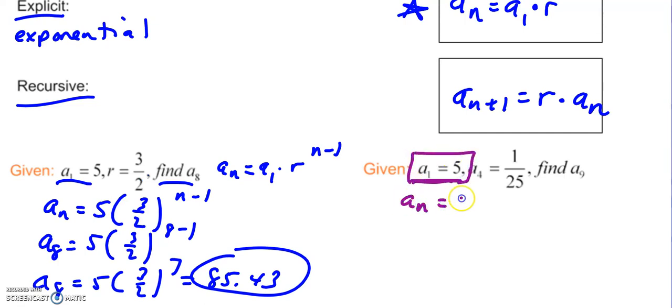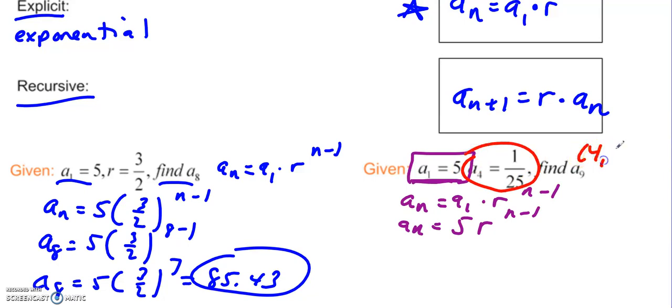A sub n equals a sub 1 times r to the n minus 1. I know that the first term is 5. I don't know the common ratio, but I actually do know what a sub n and n are because remember that this is really a point, 4, 1/25. And the 4 represents the term number I'm on, and the 1/25 represents the output value.